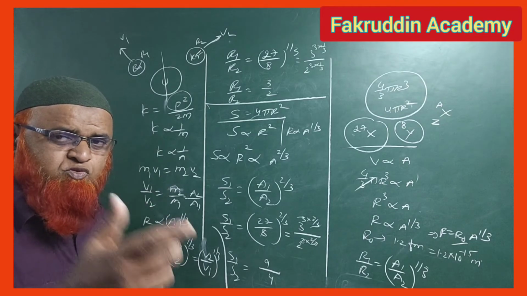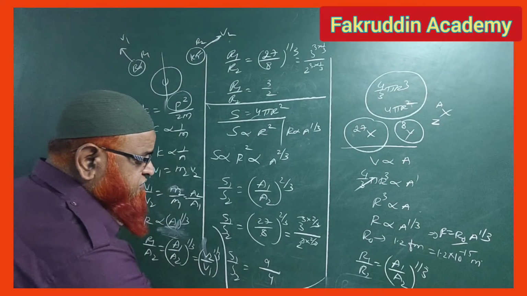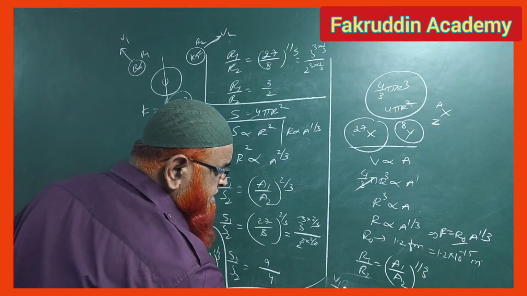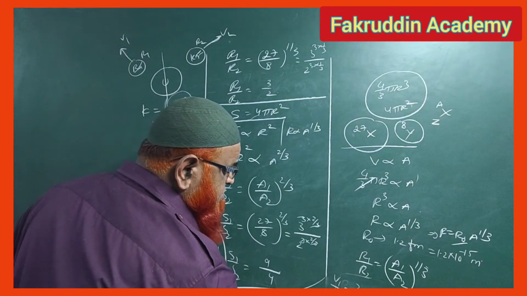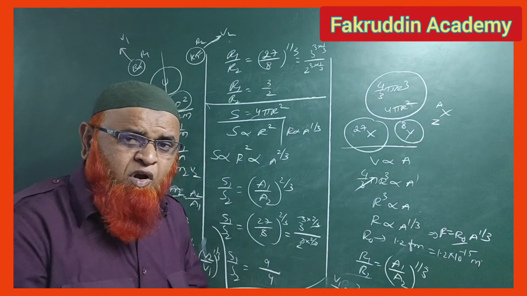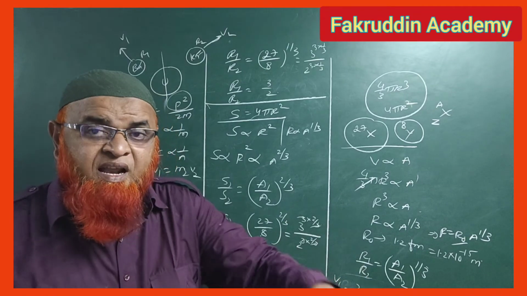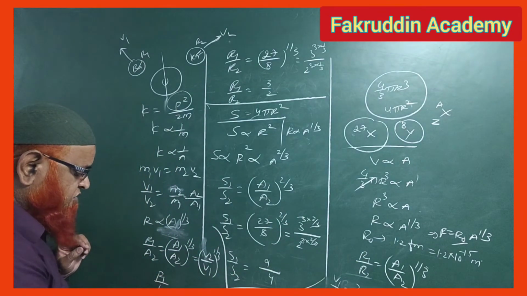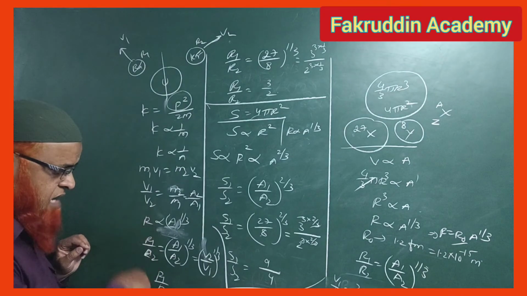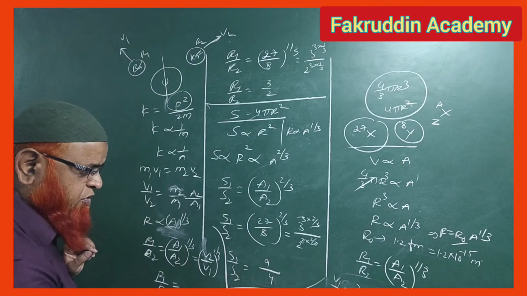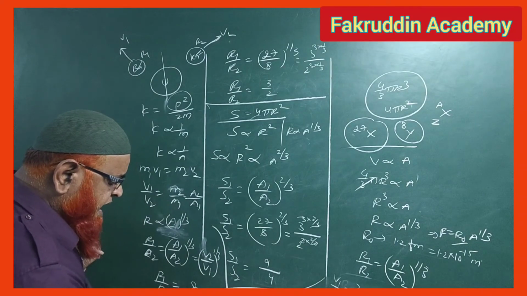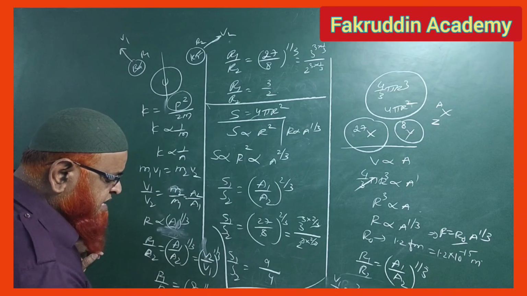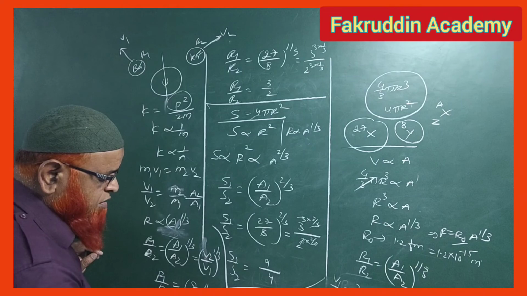There was one question asked in 2019 that if the ratio of the velocities is given, for example 27 by 8, find out the ratio of their radii. The very simple thing is you have to write R1 by R2 is nothing but V2 by V1 whole power of 1 by 3. V2 by V1 is nothing but 8 by 27 whole power of 1 by 3. So 2 cube to the power 1 by 3, 3 cube to the power 1 by 3, you will get 2 by 3 as your answer.